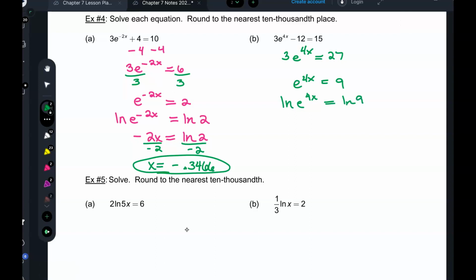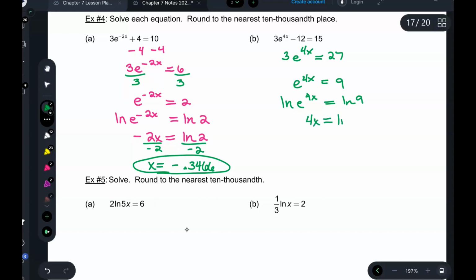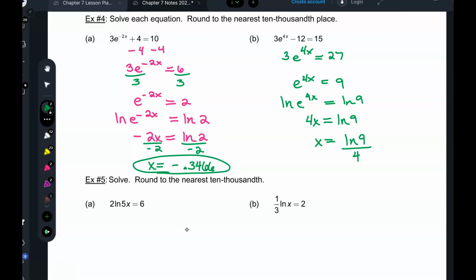What happens on the left side? It just gets 4x. So what's x going to be equal to? Natural log of 9 divided by 4. So these kind of cancel each other out, and we just end up with the 4x.